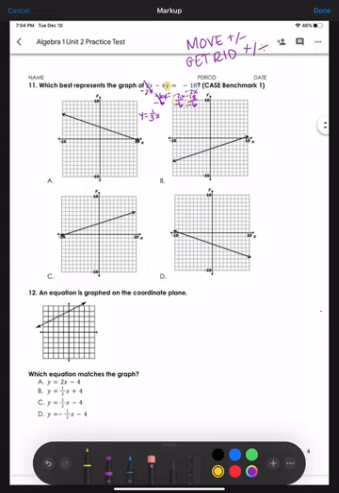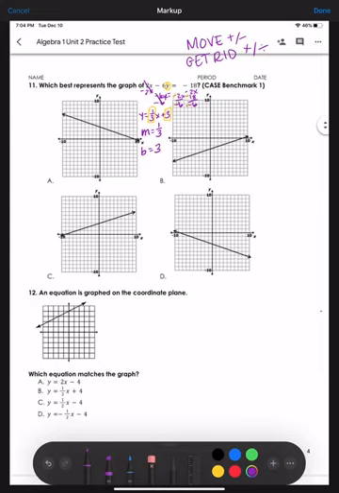And 18 over 6, those are both divisible by 3. 18 divided by 3 is 6. Sorry, they're both divisible by 6 then, I guess. 18 divided by 6 is 3. So, plus 3. Now that it's in this form, I can quickly pick out my slope and my intercept. So m, my slope, is a positive 1/3, and my intercept, b, is 3.